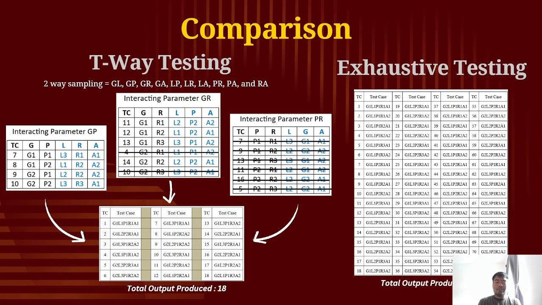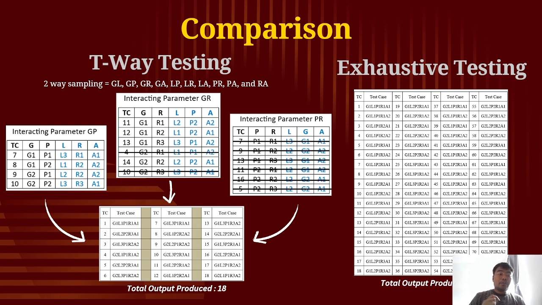So that's why, if you can see here for the comparison, in exhaustive testing, we try one by one. So here we create A1, A2, R2, A1, R2, A2, R3, A1, and so on. We follow up testing one by one. We got 72 outputs. For two-way testing, we do a simpler way, which is we use only two-way sampling. Let's say we have group GL as one group, GP as the second group, GR, GA, LP, LR, and so on for the groups.